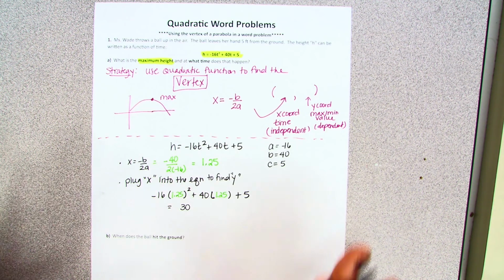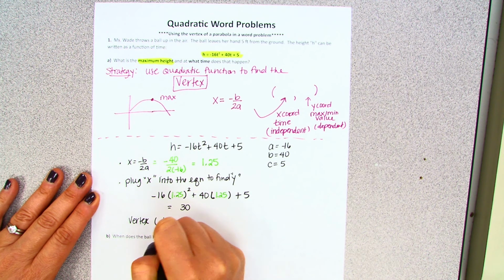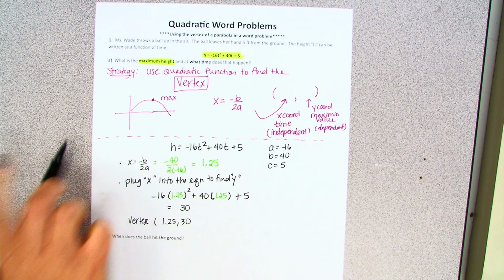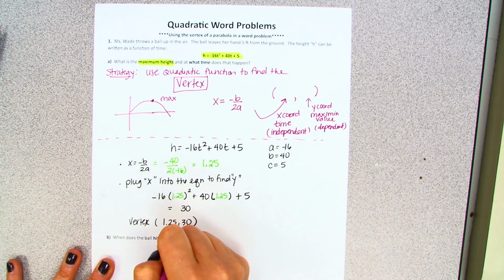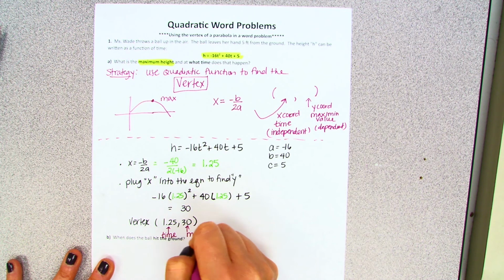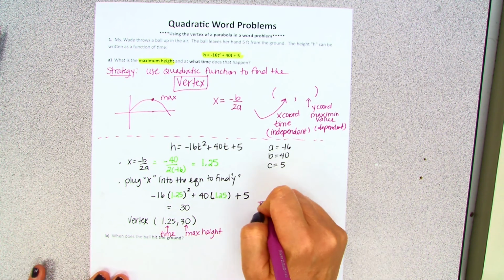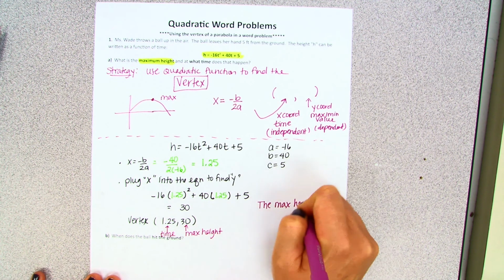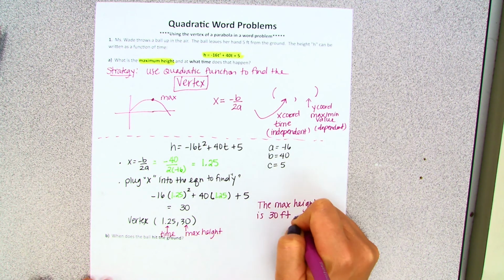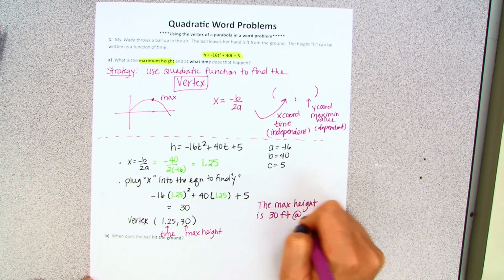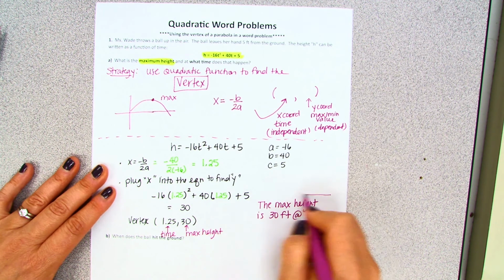Okay? So what does this all mean? It means the vertex is (1.25, 30). So this is the time, and this is the max height. Because it's a word problem, it's nice to answer with a sentence. So I would say the max height is 30 feet at 1.25 seconds. Okay? So that's the first part.